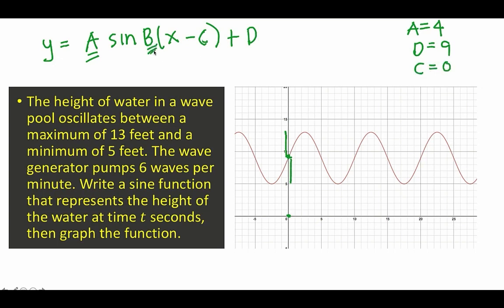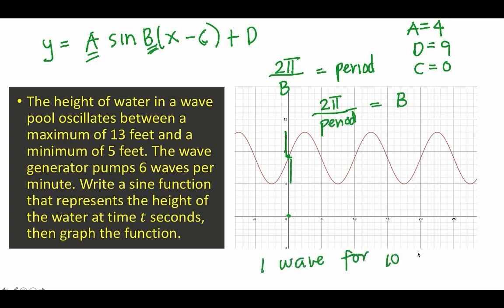Now, how do we determine the b? We said that the period of the graph is 2 pi over b. That is equal to the period. Or similarly, we have 2 pi over the period is equal to b. But a while ago, we said that there is one wave for every 10 seconds. So it takes 10 seconds to complete one cycle. That means our period is 10 seconds. So using now this formula, we will have 2 pi over a period of 10 seconds. That would be equal to our b.